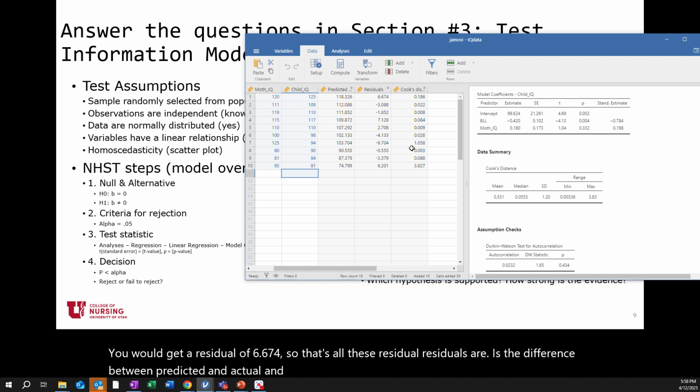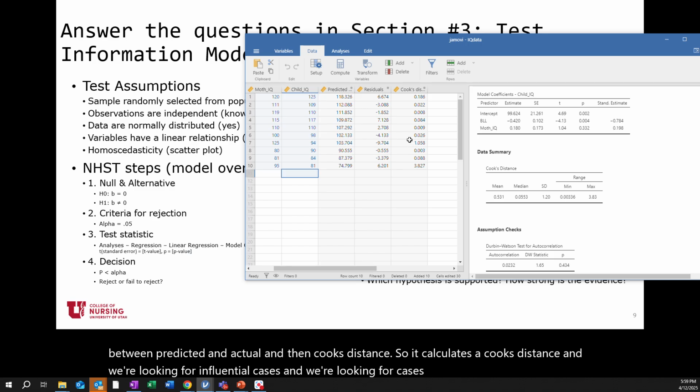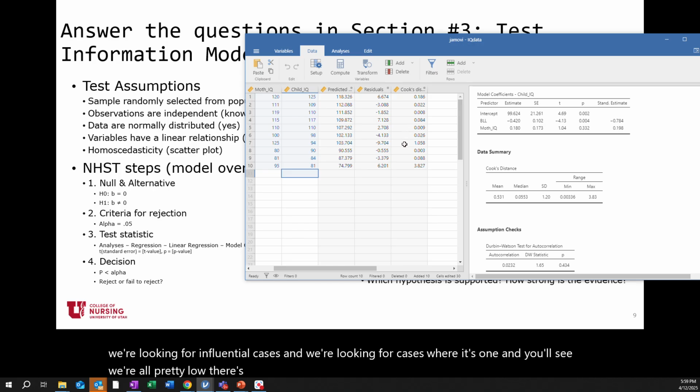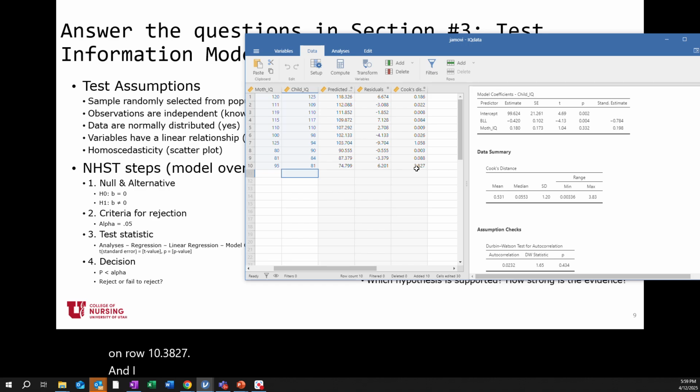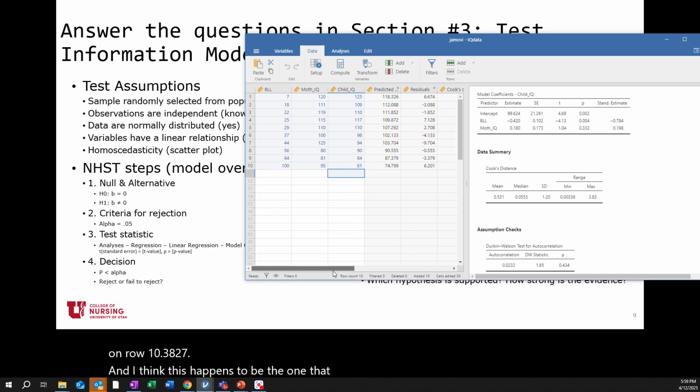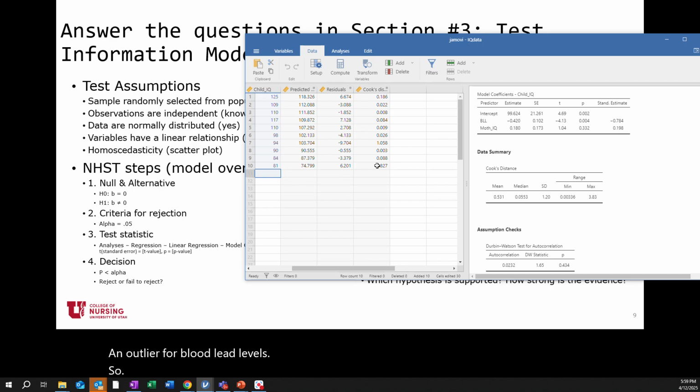And then Cook's distance. It calculates a Cook's distance, and we're looking for influential cases, cases where it's over 1. And you'll see we're all pretty low. There's one here on row 7. It's 1.058, so just barely above 1. But here on row 10, 0.3827. And I think this happens to be the one that had an outlier for blood lead levels. So potentially that could be a case.